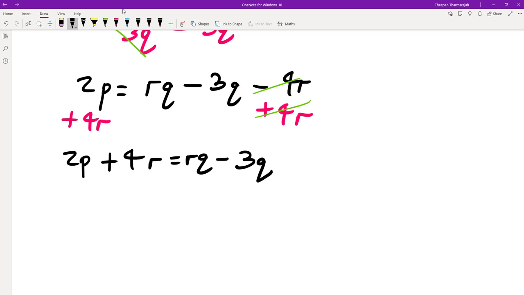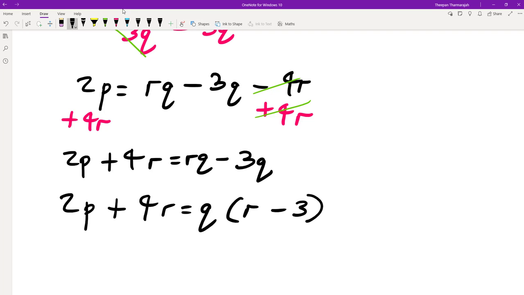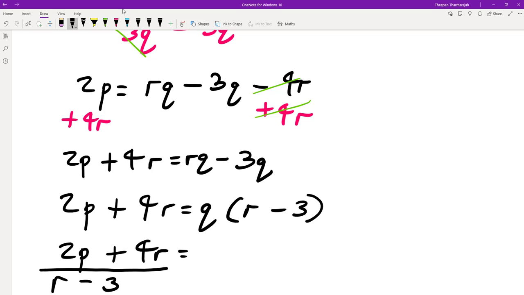Then whenever we have a situation like this, when the letter appears twice, the rule is that we must factorize it. So we do 2p plus 4r equals, take the q out as a common factor, and we get r minus 3, and therefore we get 2p plus 4r. Now this means q times r minus 3, so we're going to do the opposite. So we're going to divide by r minus 3, and that's going to be equal to q.